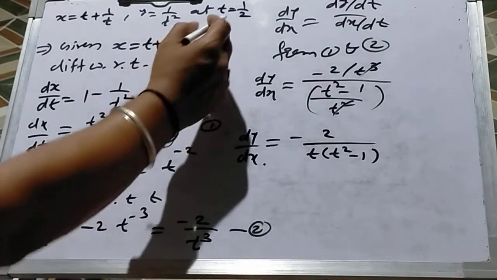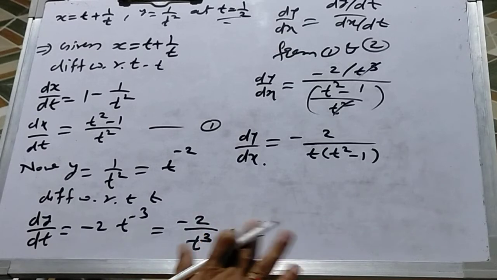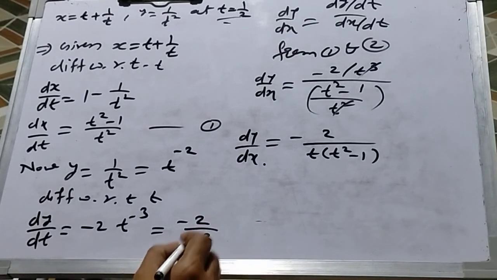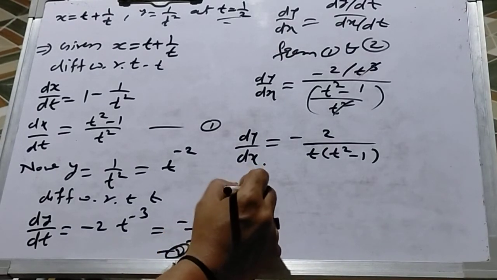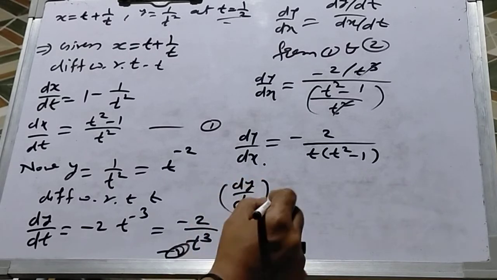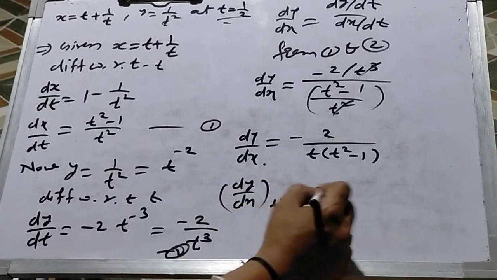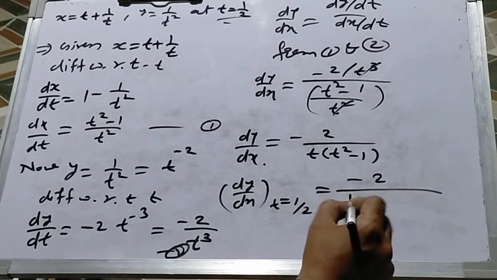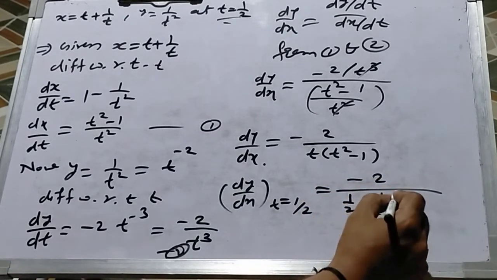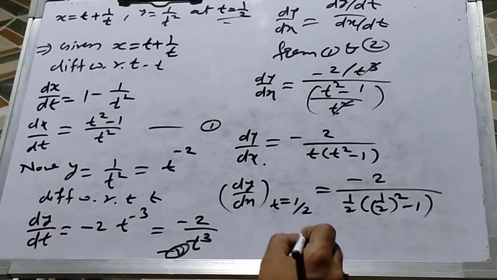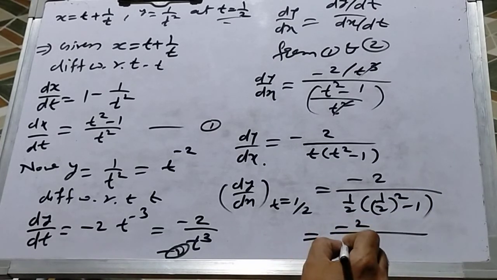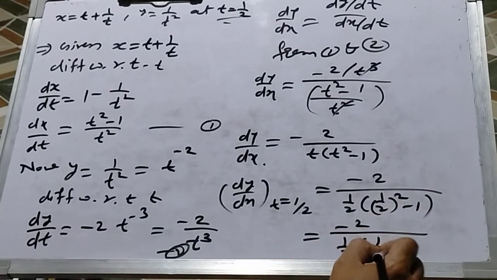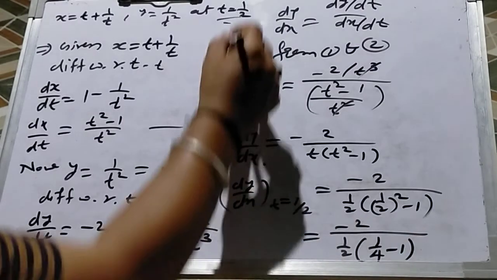Now we have to find the value of the derivative at t equal to 1 by 2. So dy by dx at t equal to 1 by 2 is equal to minus 2 divided by 1 by 2 into 1 by 2 square minus 1. So this is equal to minus 2 divided by 1 by 2 into 1 divided by 4 minus 1.